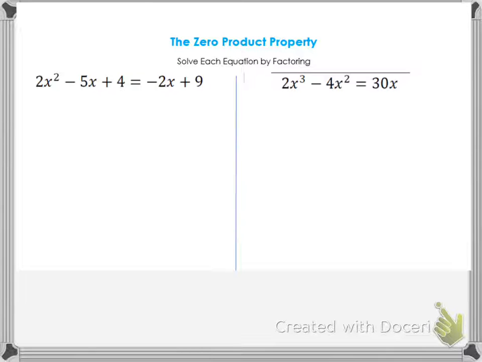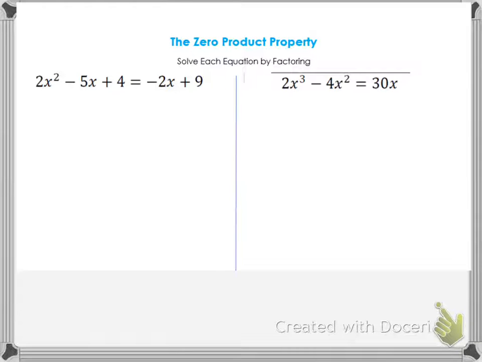In these two examples, we are going to look at some more ways to solve quadratic equations using the zero product property. Let's take a look at the equation on the left. The first thing we should notice is that this is not in standard form. And the reason I know it's not in standard form is because I do not have 0 on one side of the equal sign.